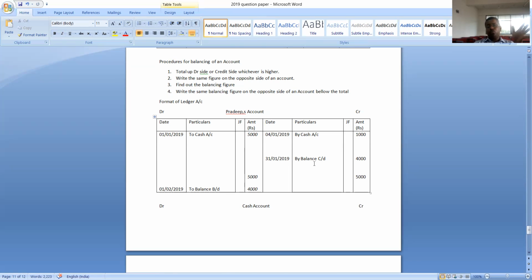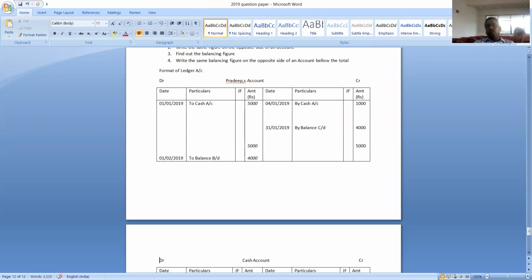Understood? And later what you should do? You should write the first date of the next month, like 1st February 2019. And if it is on the debit side, you should write to balance brought down. If it is on the credit side, you should write by balance brought down. So this is the simplest procedure in connection with the preparation and balancing of ledger account.